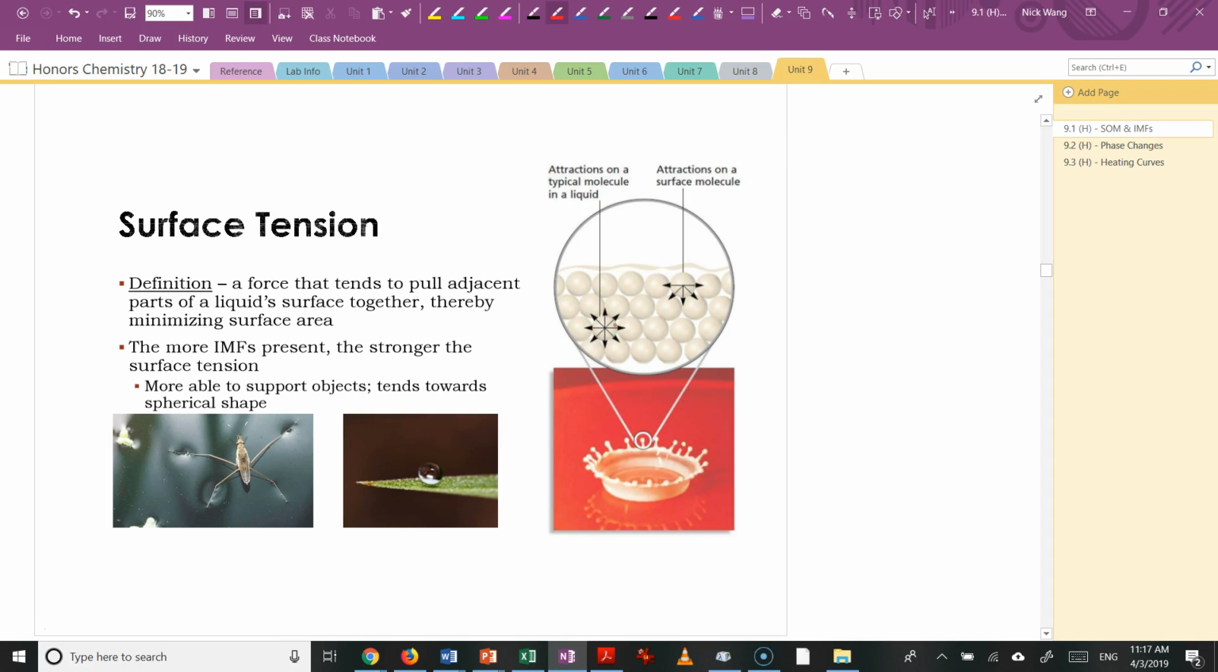And as you might surmise here, attractions around are a good thing, right? These are attractions that are happening because attractions in general make things a little bit more stable. Whereas at the top here, you don't really have attractions towards the top of the surface because this is the surface. There's nothing here for it to be attracted to. Whereas it does have attractions down here towards the sides and the bottom.